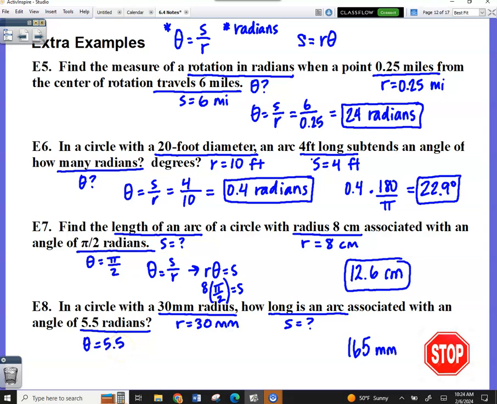So we have another question where we're finding S. So I'm going to use S equals R theta. And you get 165. Now, none of these involve changing the unit of measurement. It doesn't happen a lot. I don't think it happens at all with this. It's the next slide where we start talking about what's called linear speed and angular speed. And that's where you'll notice a preview of what's to come.